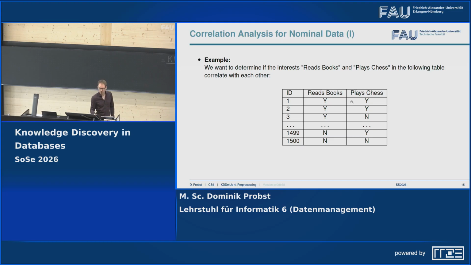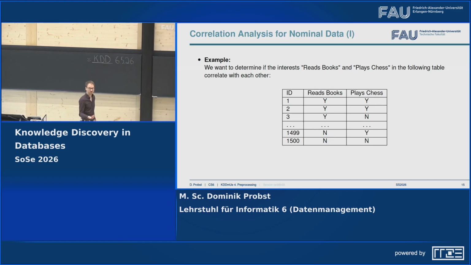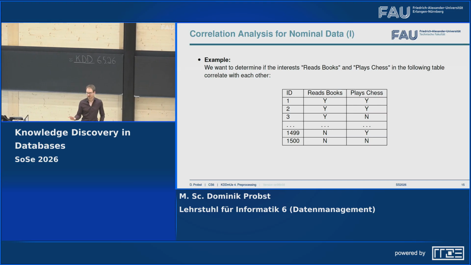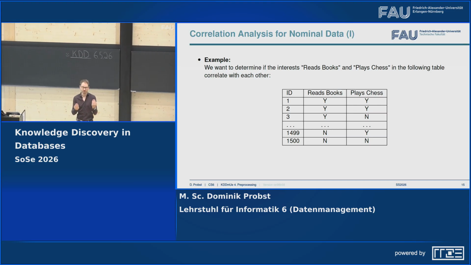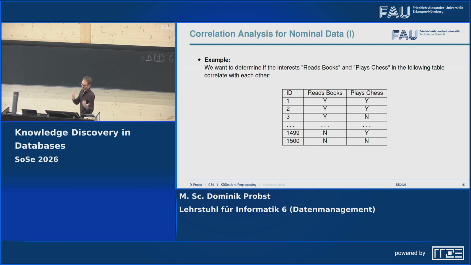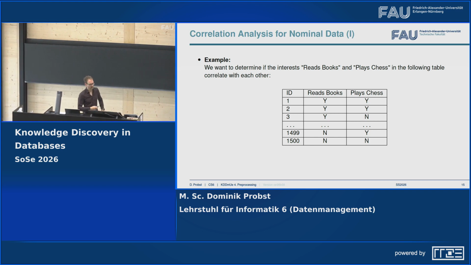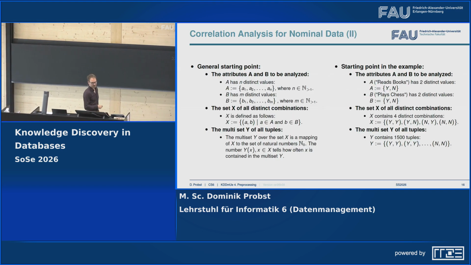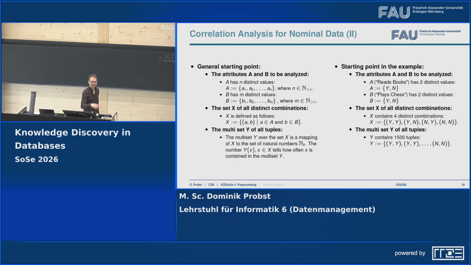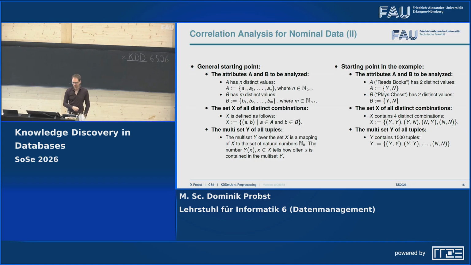And we want to know whether reading books and playing chess is correlating with each other. So there's some kind of redundancy between these two. If they correlate a lot, we can somewhat derive the data from the one column into the other. If we have a table like this, we first have to take an amount of numbers in there.